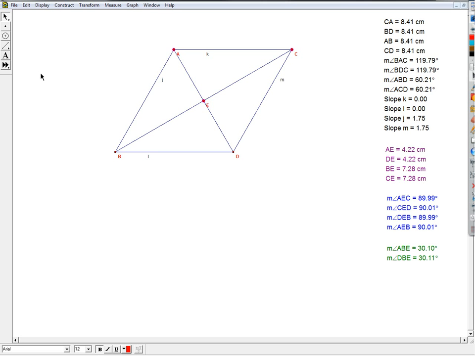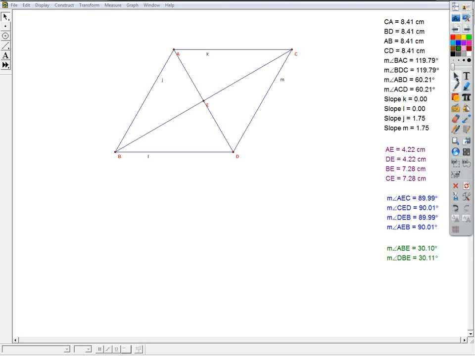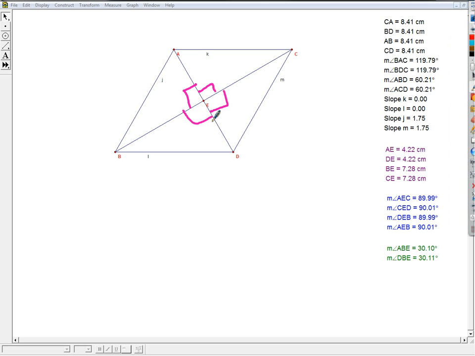Focus back in. So if this is a rhombus, if all the sides are congruent in this parallelogram, one other thing that's true that comes with being a rhombus is that the diagonals are perpendicular. They'll always be perpendicular. They meet at right angles. Okay?